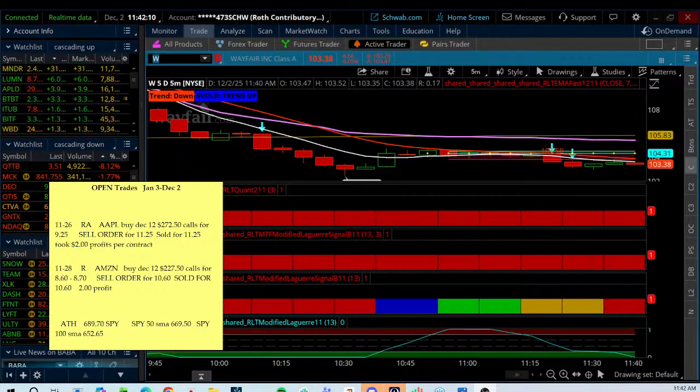All right, so we took Apple off yesterday. We took Amazon off today. Very nice trades on those two. The W just kind of moving right below the 8 exponential moving average.